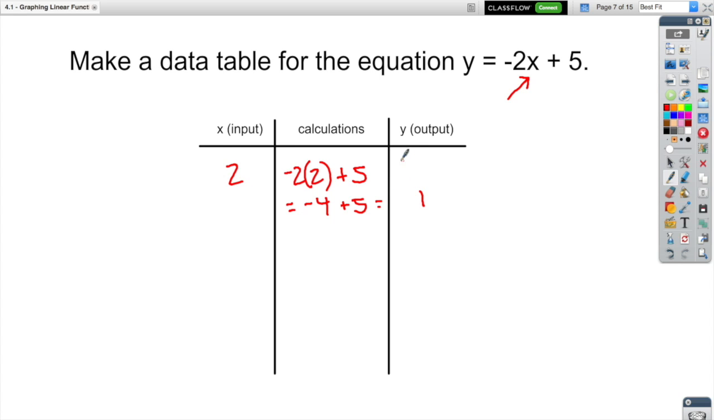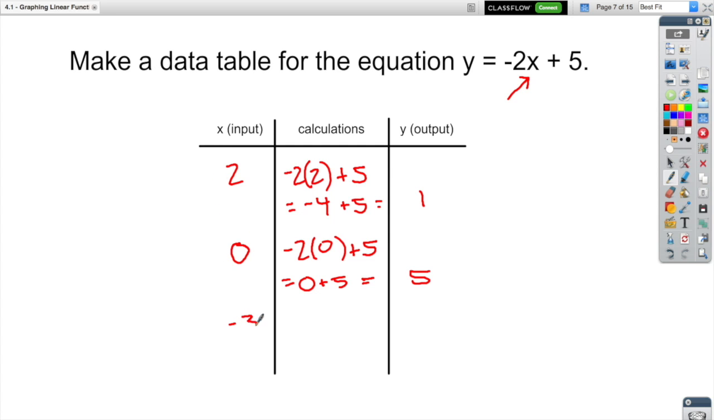Pick another number. In fact, a good number to pick often, 0. So if we plug it in, -2 times 0 plus 5, well, that's going to equal 0 plus 5, which is equal to just 5. And like I said earlier, try to pick at least one negative. We want a complete picture. We don't just want positive numbers, but we want negatives as well.